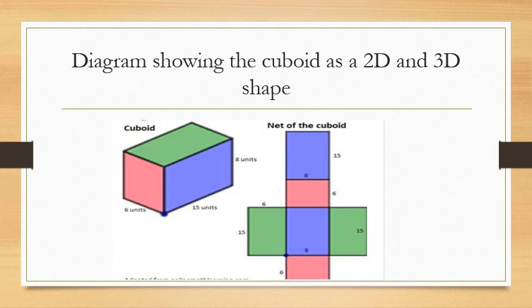So on one side, we see the cuboid as a three-dimensional shape. That is when it's pulled together. And on the next side, where it says net of the cuboid, this is where it's laid out flat. This is called a two-dimensional shape or two-dimensional figure. So look at it carefully and observe it. Good. Now we'll move on.